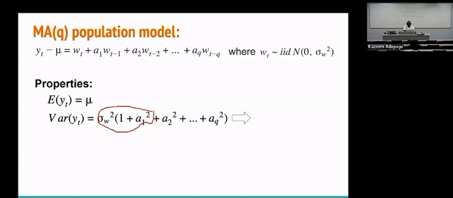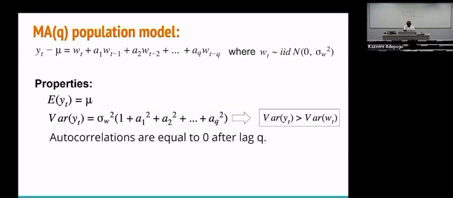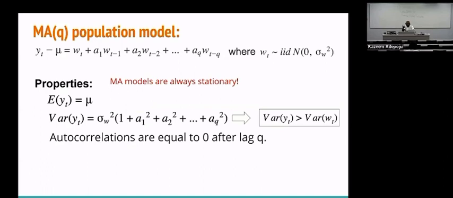Okay, now if that is what I have now, then of course, I told you the other time the variance of YT would be greater than the variance of WT. And don't forget the autocorrelation, I said, is equal to 0 after lag Q for MA. If I'm considering MA of order Q, after lag Q, the autocorrelation will be equal to 0. Okay, don't forget.